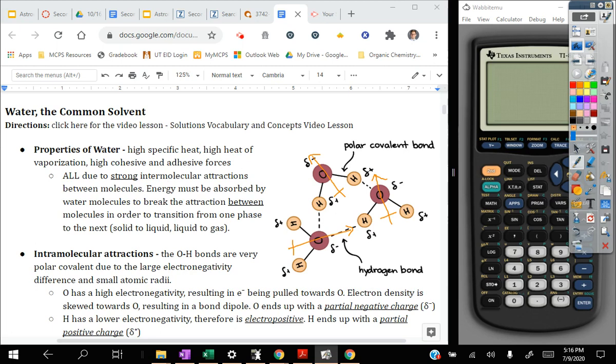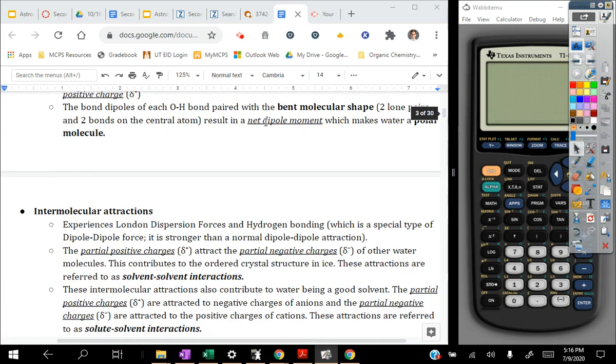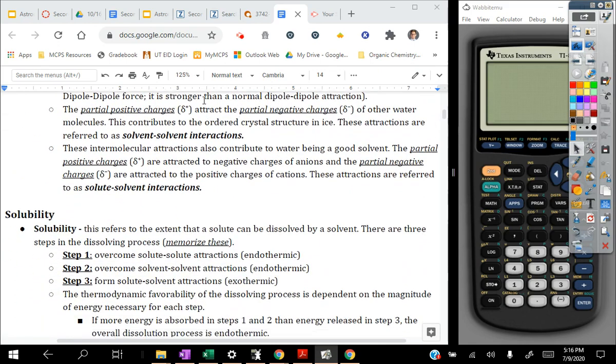And so you'll see that negative is attracted to positive, negative attracted to positive, etc. Now, it's called solvent-solvent interactions because the molecules are interacting with each other. If the water molecules interact with something else, like something it is trying to dissolve, we're going to end up with solute-solvent interactions. So these intermolecular attractions also contribute to water being a good solvent.